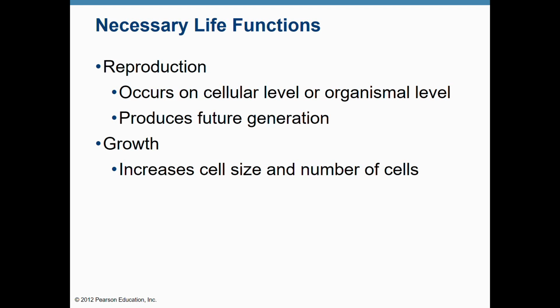And also, the other one is reproduction, which is for the production of a new individual. So first, we have formation of new cells for tissue growth, repair, and replacement. And second is for the production of new individuals. Then growth is also another necessary life function, which increases cell size and number of cells. So these are the necessary life functions which separate us from living and non-living things. So these properties make us unique individuals or unique organisms.